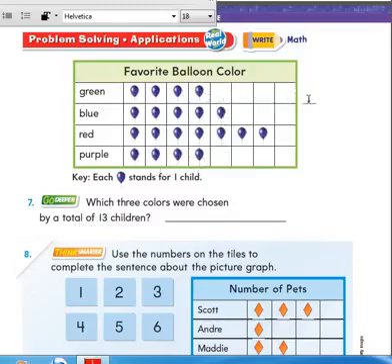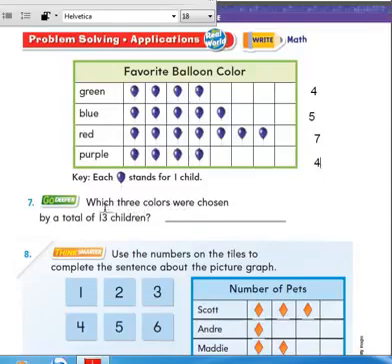First, we have to get the number of children who preferred each color. According to the green color, you have to count the balloons. So there are 4 children. And the blue color, there are 5 children. The red, yes, count with me, 7. And the purple, there are 4 children who chose purple.